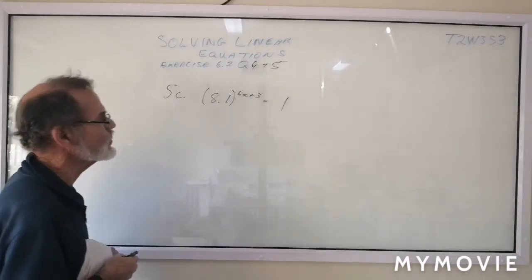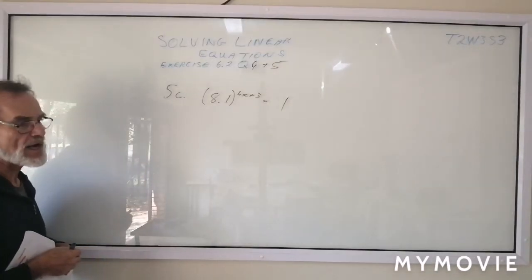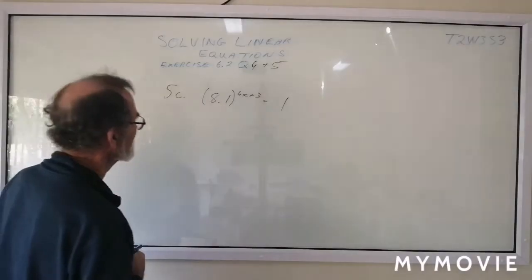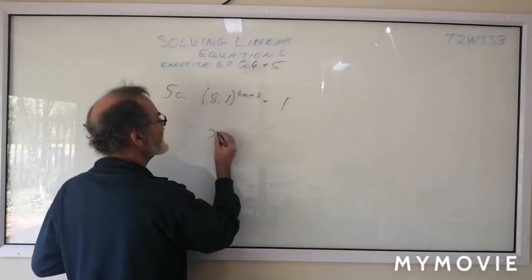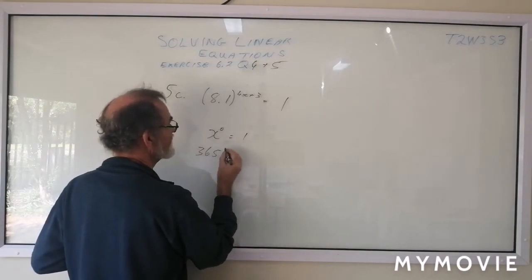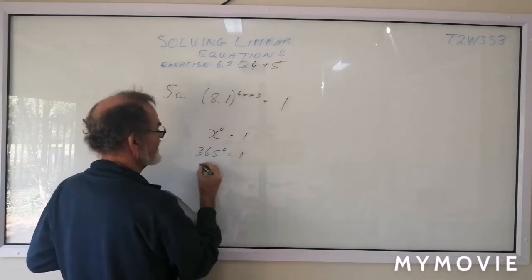Now what do we know? When is an exponential equal to 1? We know that x to the power of 0 is equal to 1. 365 to the power of 0 is equal to 1.